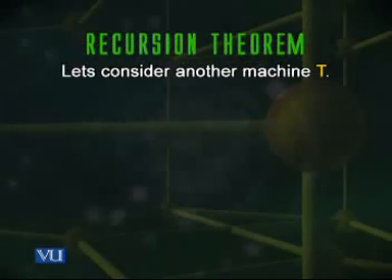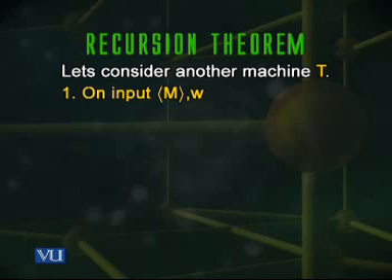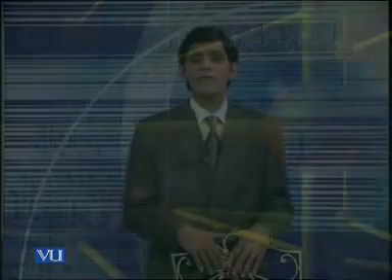Let's look at another example. Let us consider another Turing machine T. Suppose that on input ⟨M⟩, w, this Turing machine does nothing but print ⟨M⟩. So T is a very simple Turing machine. It gets a description of a Turing machine and possibly some other input. It completely ignores the other input and takes the description of the Turing machine and simply prints it. So whatever description it gets as an input, it prints on its output tape.